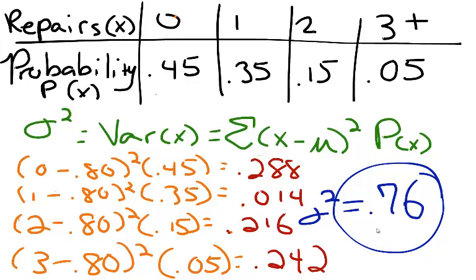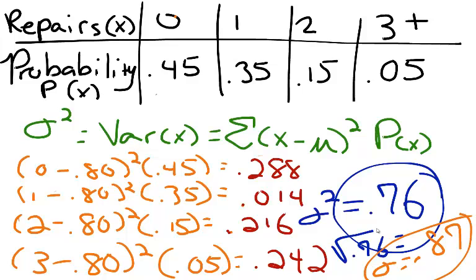To find the standard deviation, all we need to do is take the square root of the variance. You can do this using most any calculator. The square root of the variance, 0.76, equals 0.87. This is our standard deviation.